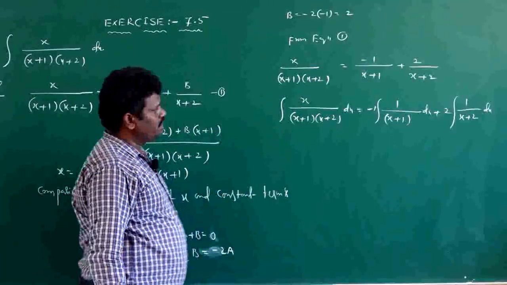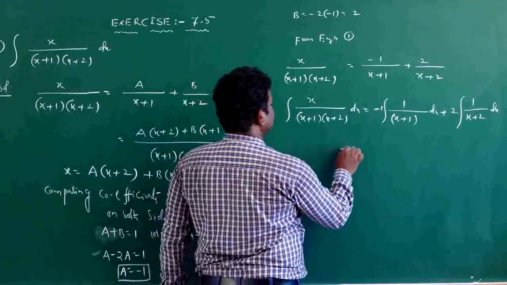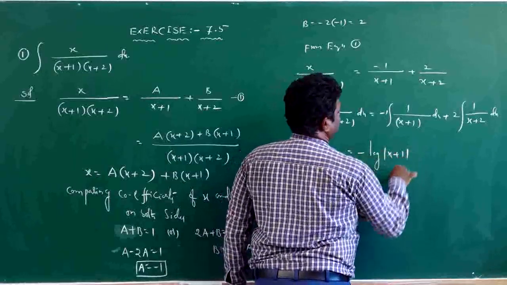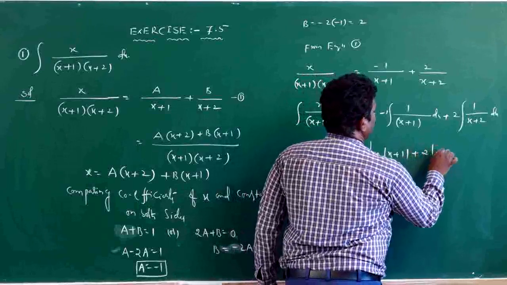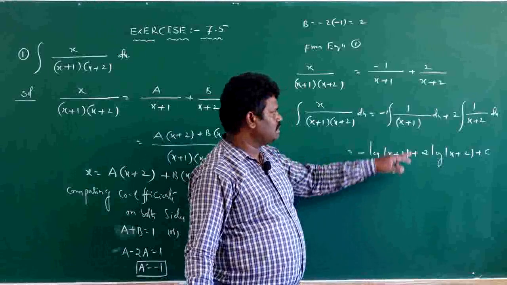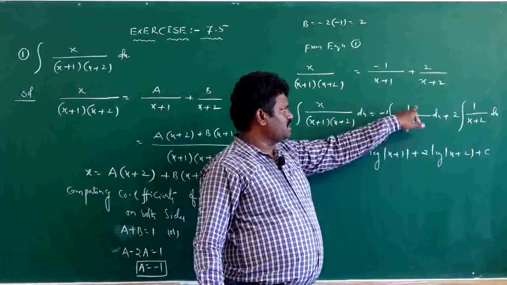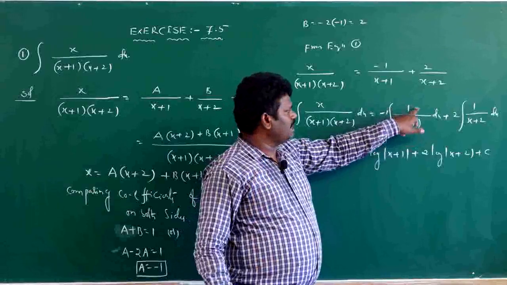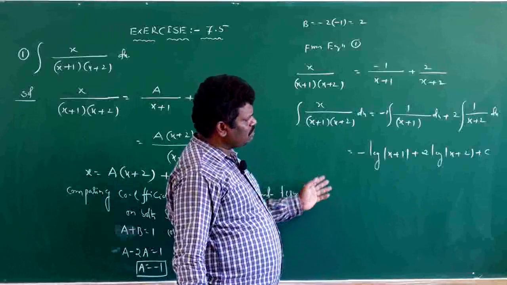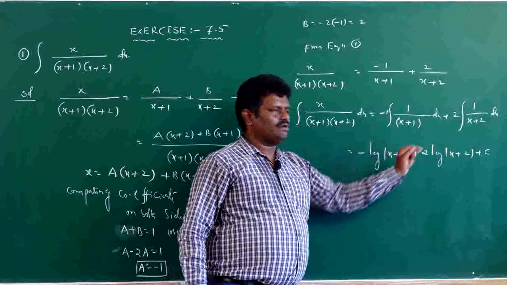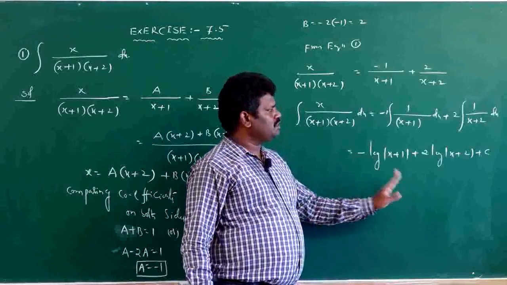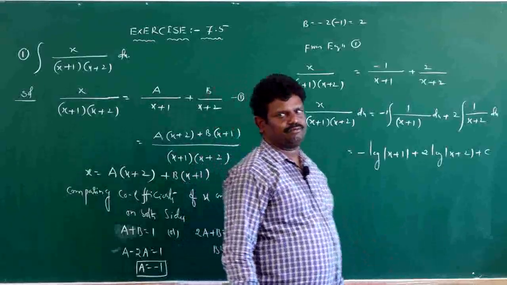Okay? Now what have we done here? That is equal to, by the formula, minus 1 times log of x plus 1 plus 2 times log of x plus 2 plus c. Here it is f dash of x by f of x, and the derivative is 1, so that's why we can write it like this. Otherwise, if you want, you can write the 2 as a square: log of x plus 2 whole square. Okay? So this is the answer for this partial fraction.